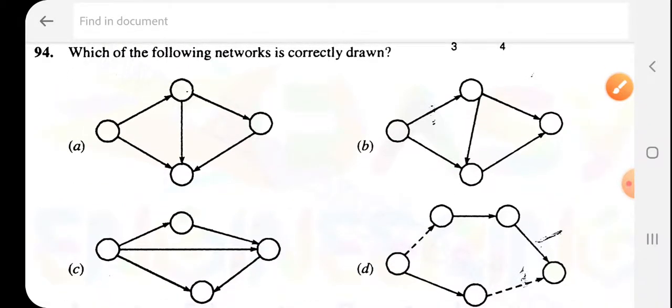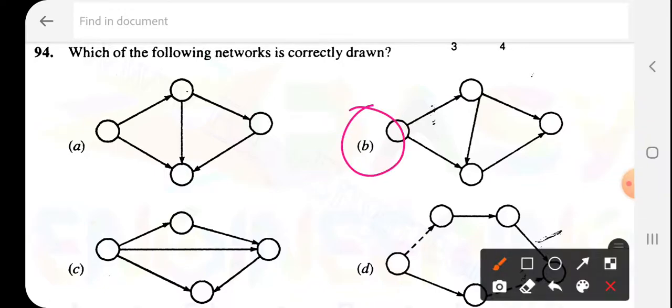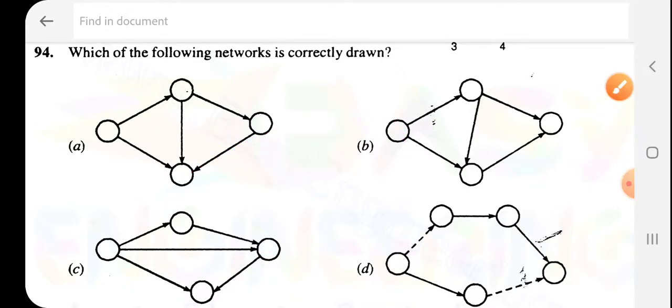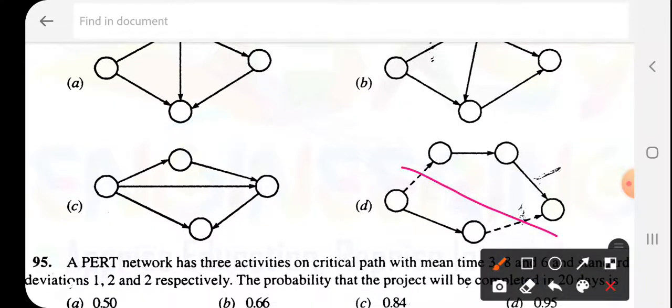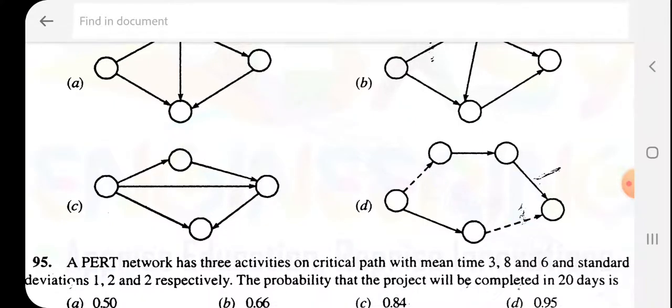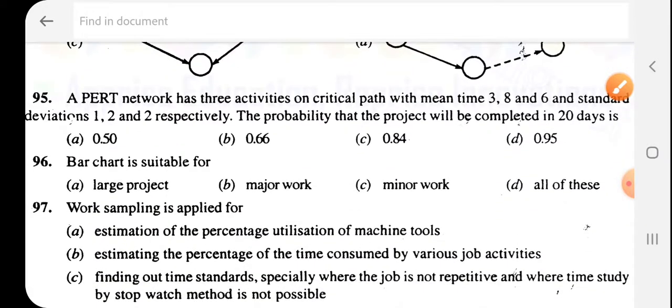Which of the following networks is correctly drawn? So which one is correctly drawn? That is B. 94 is B. Because here it should not be in the opposite direction, and here also the opposite direction came, and here both are dummy activities, so the diagram is not a continuous path.